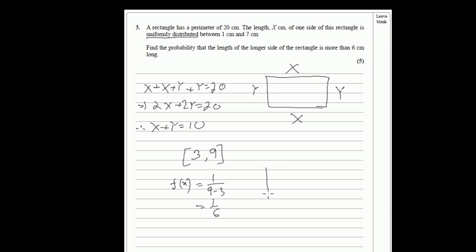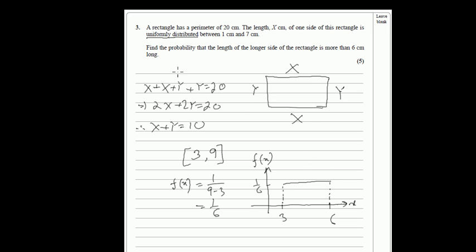So the sketch for this continuous uniform distribution, this is x, this is fx. The limit is going to be from 3 to 6, and the PDF is 1 by 6. Since it is uniform, it is going to be like this.